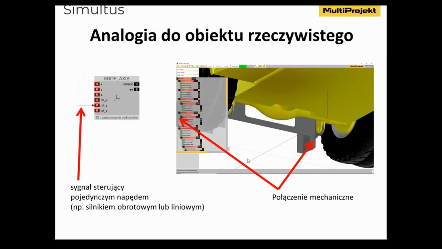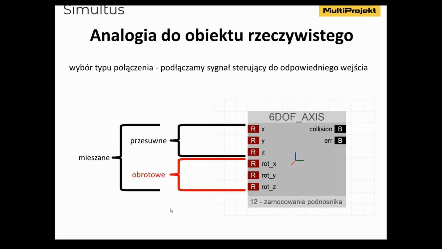Just like the lift frame is pivotally attached to the body, the frame system is connected to the body system. The choice of the type of connection, rotary, linear or mixed, and the axis in which we move the system is made on the diagram by connecting the control signal to the appropriate input of the 6 DOF axis block.